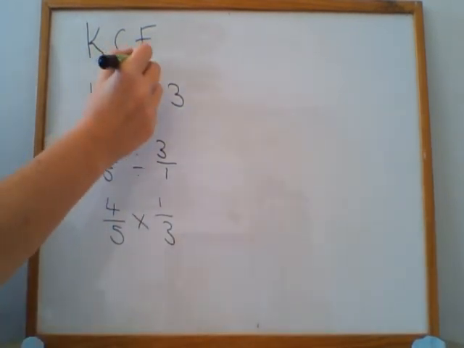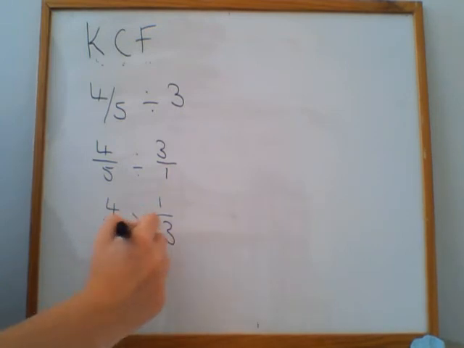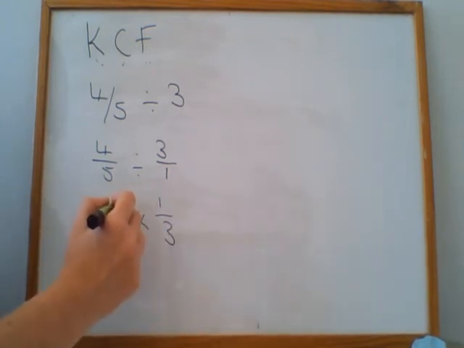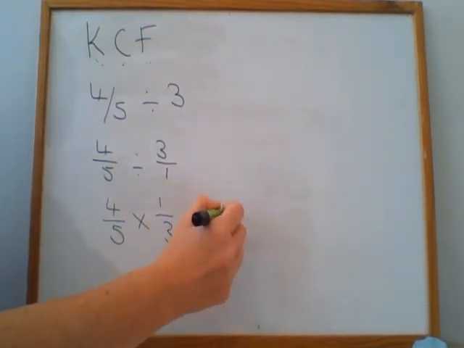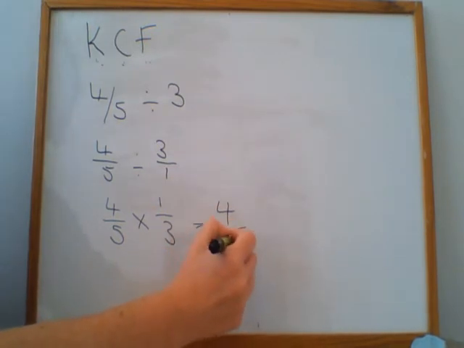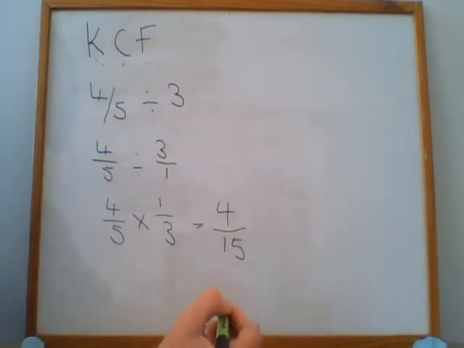Okay, so I've now done these 3 letters. And now I can simply multiply across. So 4 times 1 is 4, 5 times 3 is 15. This can't be simplified anymore. So your answer to number 9 would be 4/15.